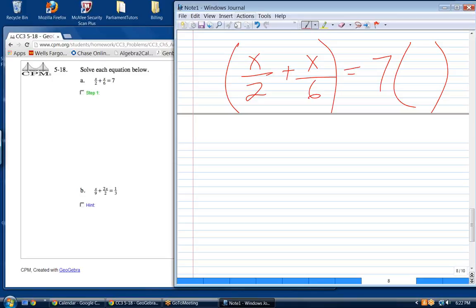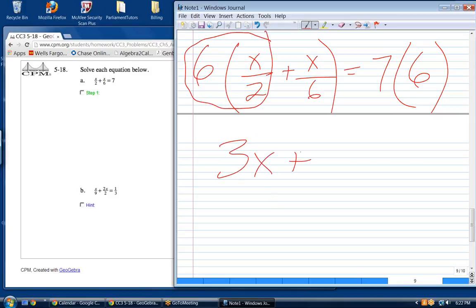What if I multiply by 6? Both sides of the equation. Now distribute the 6 to inside here. What's this become? 6x over 2, which is 3x. What's this one become? Also 2x. Okay, when I multiply 6 times x over 6, what do I get?